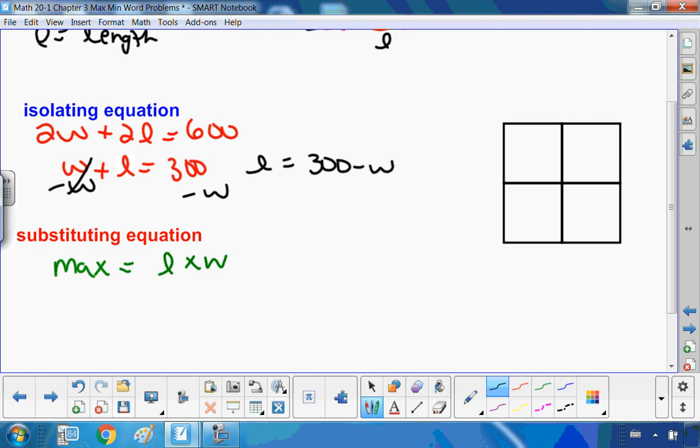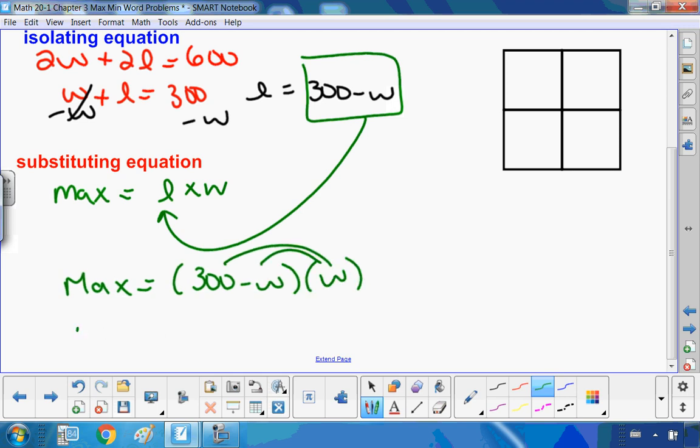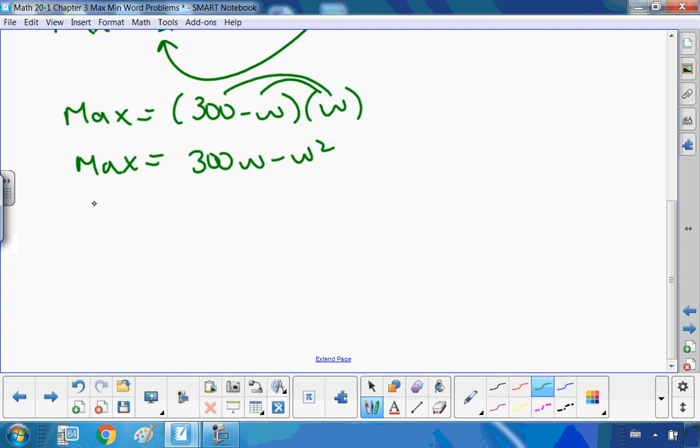It doesn't matter which one you isolate for. So since I have a new expression for length, instead of using length, I'm going to use 300 minus width in this equation to figure out what my maximum area is. So maximum area is going to be length, 300 minus W, multiplied by width, which is W. Now I'll apply my distributive property, and I get 300W minus W squared. Or, just rearranging it with my W squared first, I'll have negative W squared plus 300W.